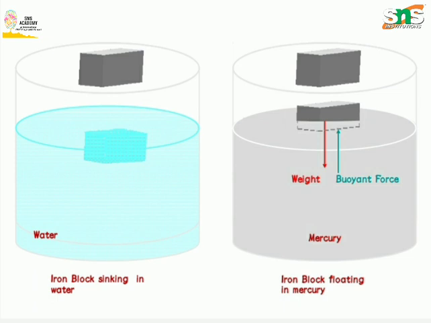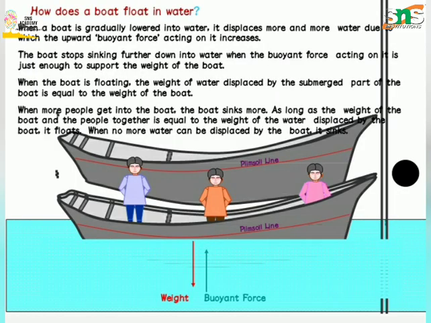Density. Density of a substance is defined as the mass of the substance per unit volume. Density is equal to mass of the substance by volume. So what is density? Density is nothing but thickness of the object, or we can say mass of a substance by volume. If the density is more, the mass also will be more. If the density is less, mass will be less. So density is directly proportional to mass and it is inversely proportional to volume.